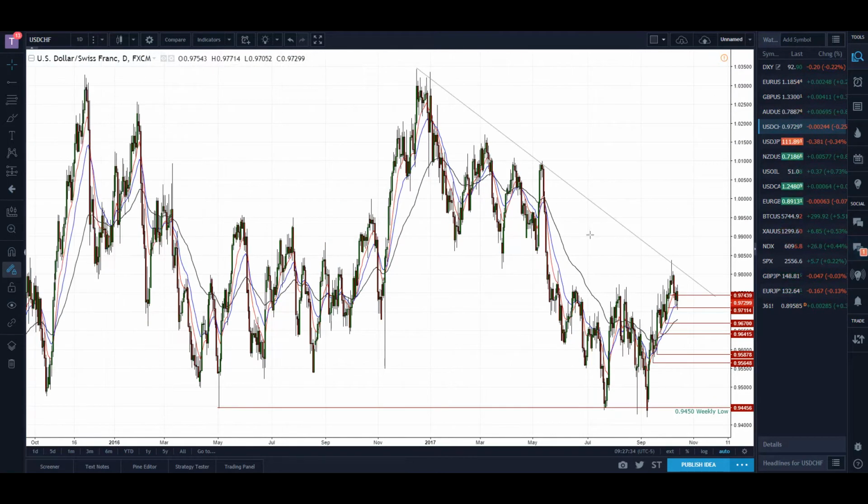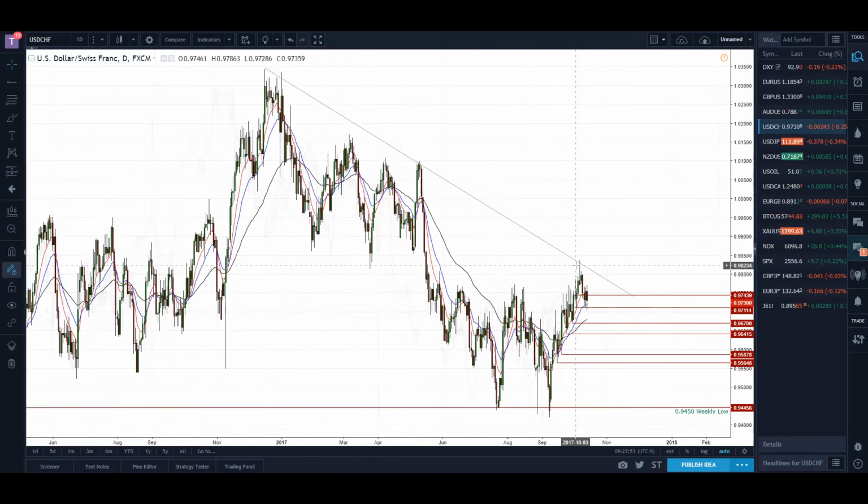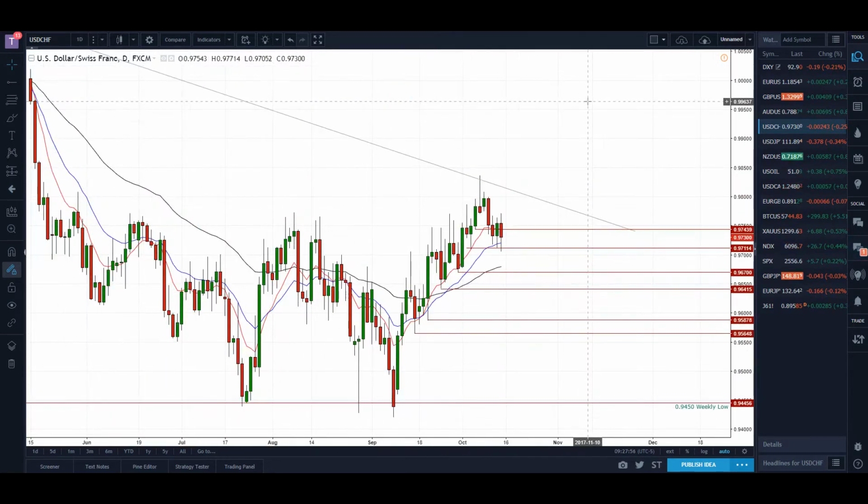USD Swiss. I wanted to talk about this USD Swiss setup that I was talking about at the beginning of the week. USD Swiss has this trend line here that you can see all the way back from a high that was formed on December 15th of 2016, a high that was also formed on May 10th of 2017, and now we're retesting it here again this week.